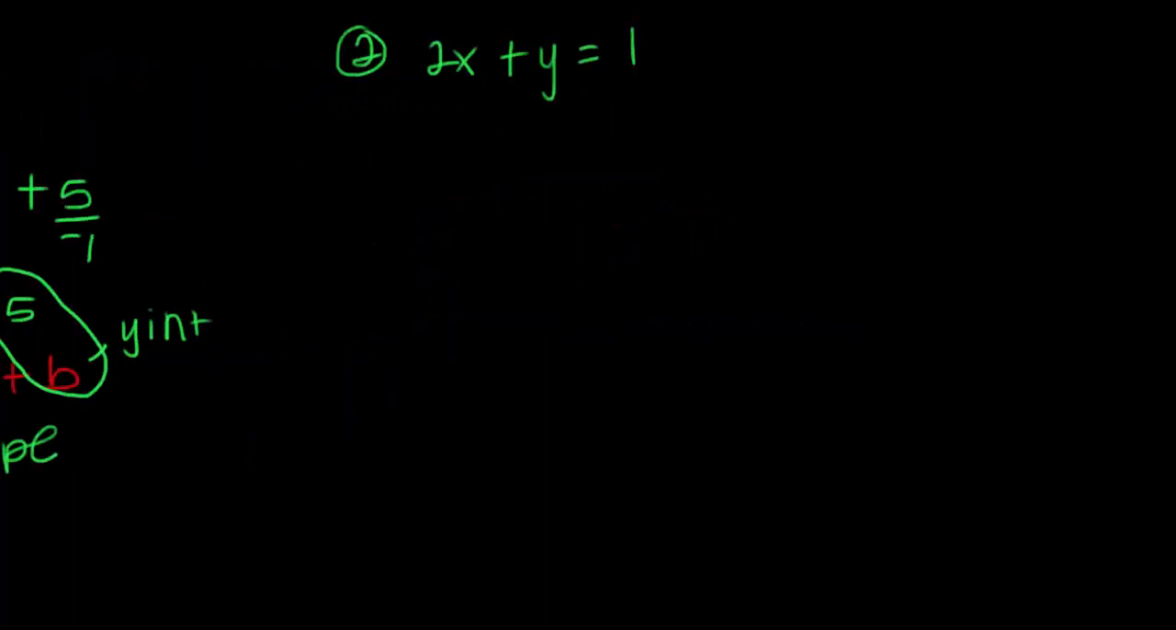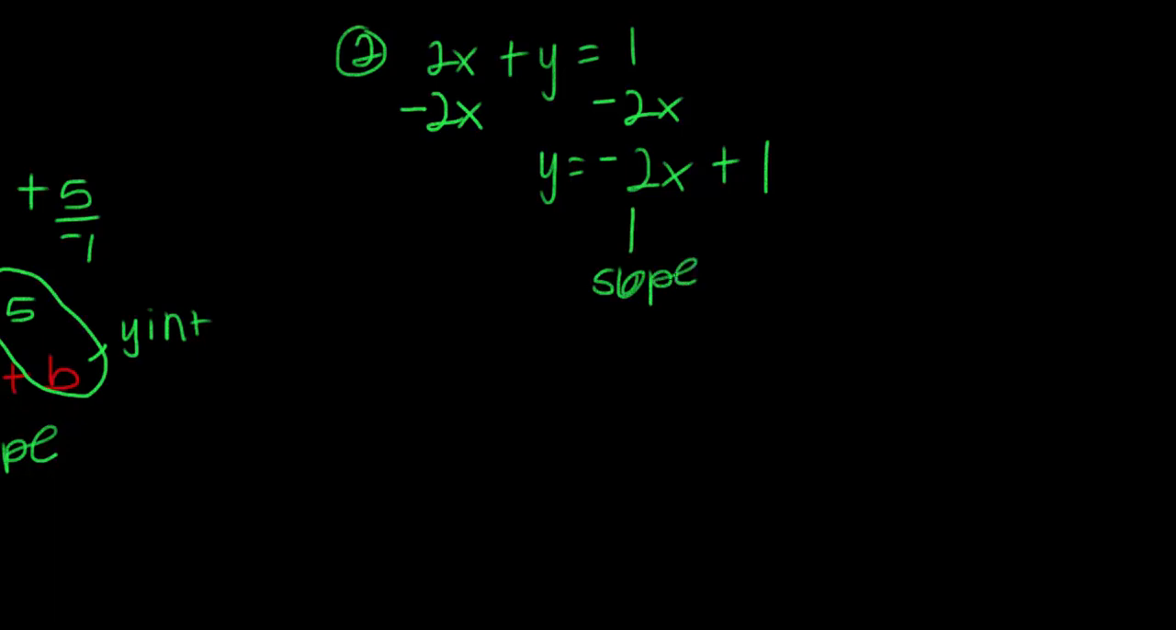So we have 2x plus y equals 1. I'm going to subtract 2x from both sides, and then I'll have y equals negative 2x plus 1. So we're already in that form of y equals mx plus b, where our slope is negative 2 and our y-intercept is 1.